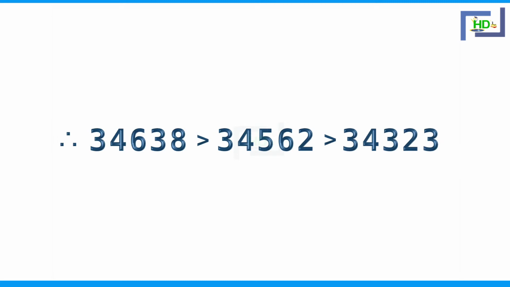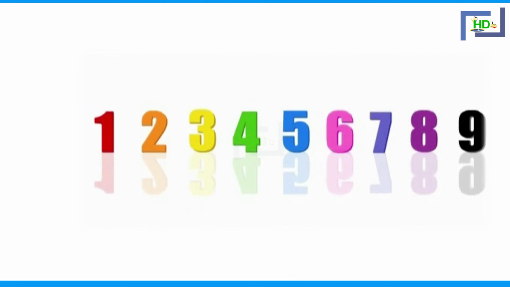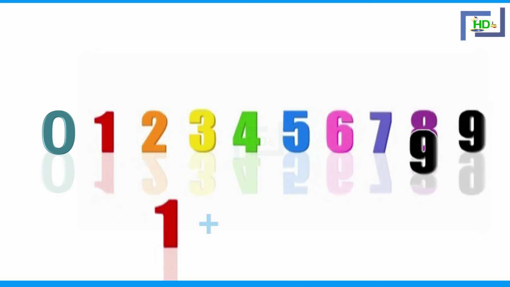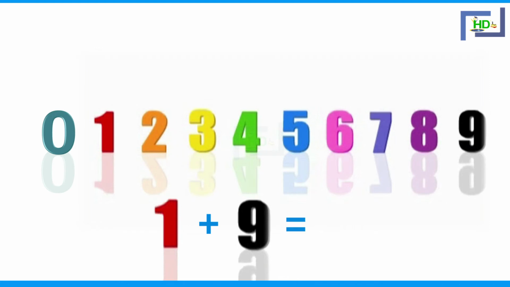So here the greatest number is 34,638. What is the smallest one digit number? Yes, it is 0. And what is the largest one digit number? Yes, it is 9. And if we add 1 to this number, then we get the smallest two digit number. That is 9 plus 1 is 10.